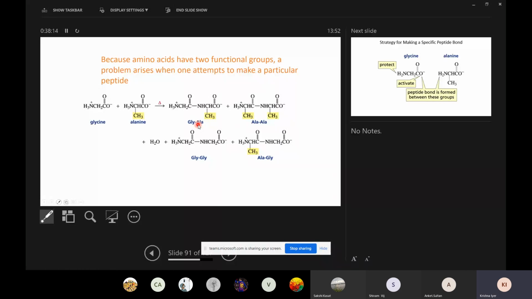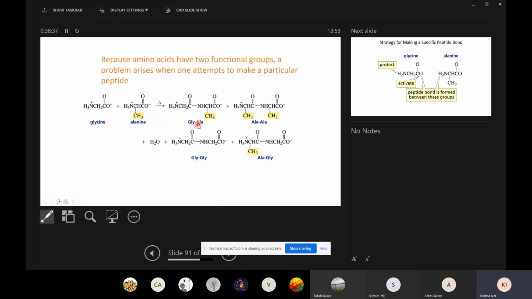So you want one dipeptide, but you end up getting a mixture of four, so your yield becomes at the most 25%, if you are lucky. Now, is there a way I can direct this bond formation so that only one type of reaction occurs and I get the dipeptide of my choice?